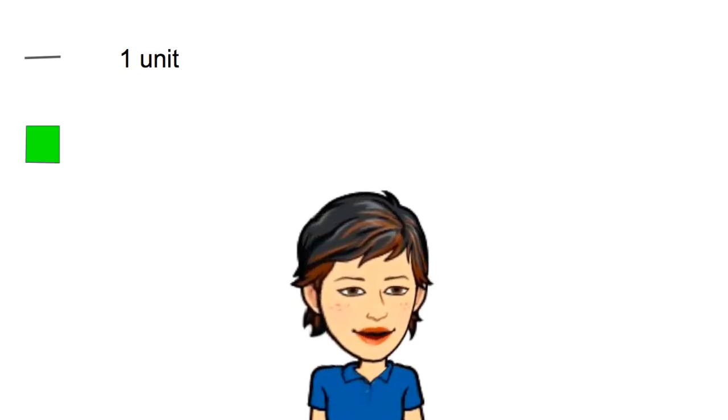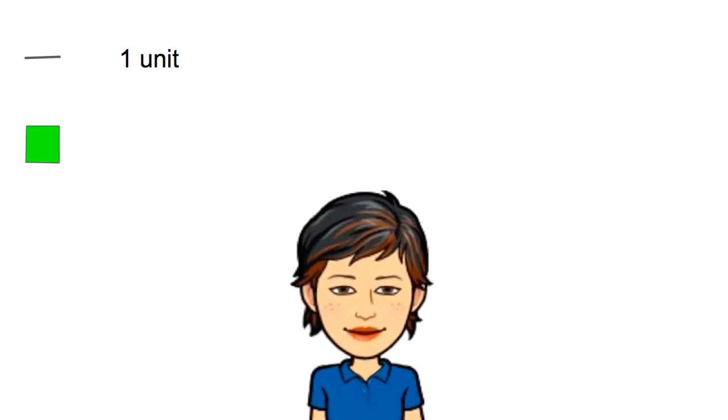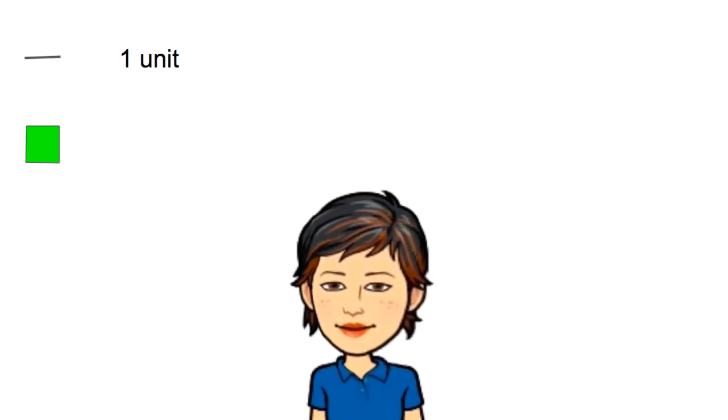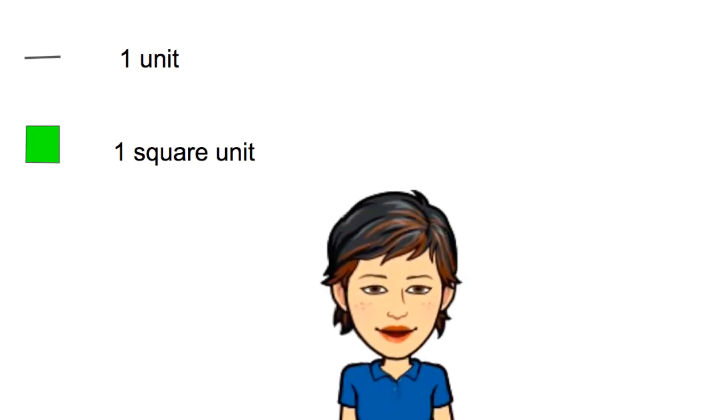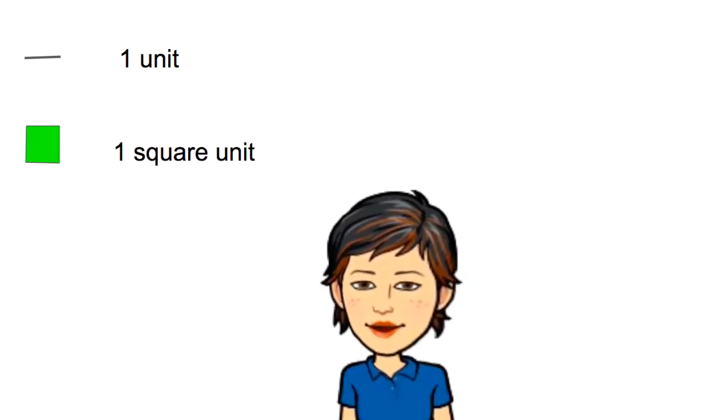This is a square whose sides are all equal to one unit. We call it one square unit. It is a two-dimensional object.